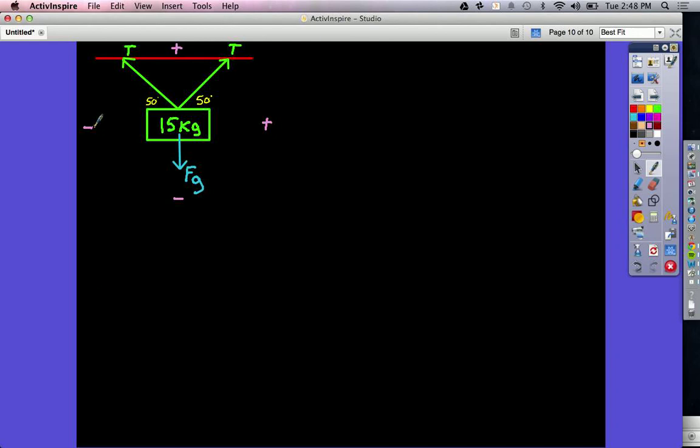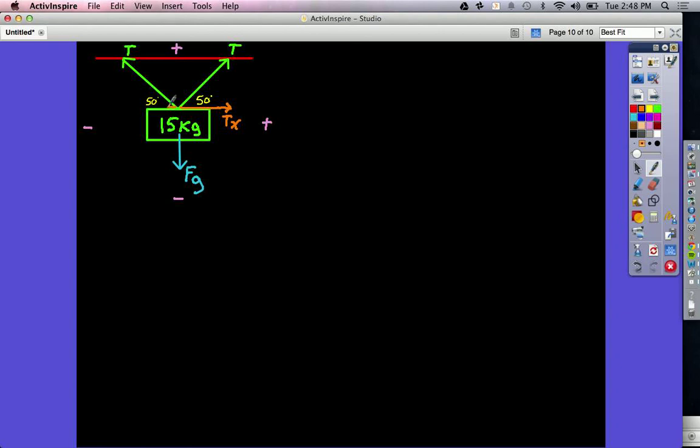Now we're going to take a look at the two forces that are at angles. We always have to break those into components. Any force that's at an angle gets broken into components. So the tension on the right and the left are each going to have an x component and a y component. The x component for this tension is going to go to the right, so I'll call it tension in the x direction.